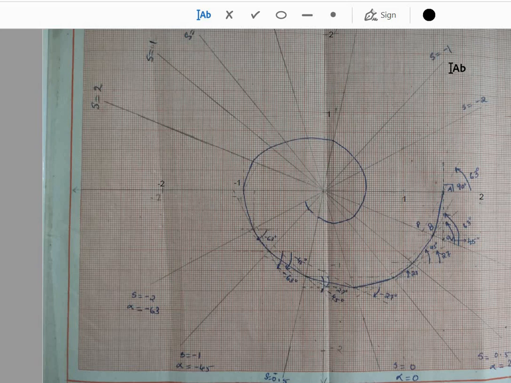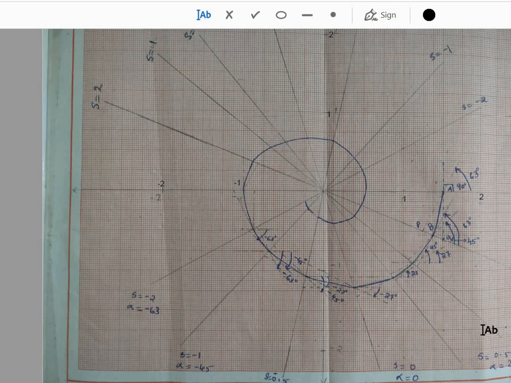Similarly, you have to draw all isoplanes and mark here the angle alpha. So here I am marking angle alpha is equal to minus 63, that is at s is equal to minus 2, tan inverse of s is minus 63, and at s is equal to minus 1, alpha is minus 45, etc.